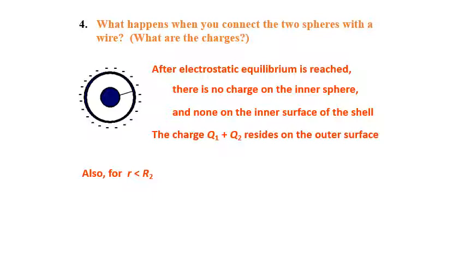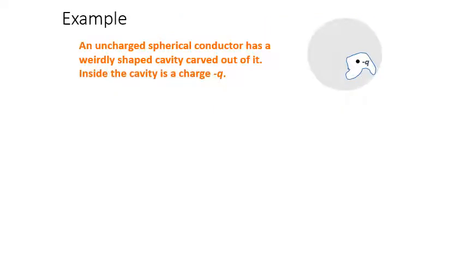Also for all R less than R2, E will be 0. This is all due to Gauss law. It's a very interesting example. If you have two shells and a sphere and you join these two, all the charge will move towards the outer surface for equilibrium conditions. And as we know, there should not be any effective charge inside the shell. So there is no charge on the inner sphere, no charge on the inner surface, and all the charge Q1 plus Q2 resides on the outer surface. For R greater than R2, E can be written as Q1 plus Q2.